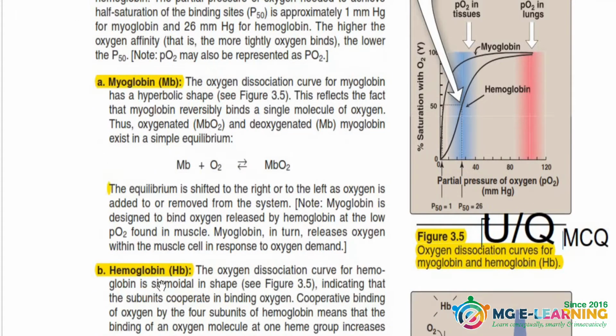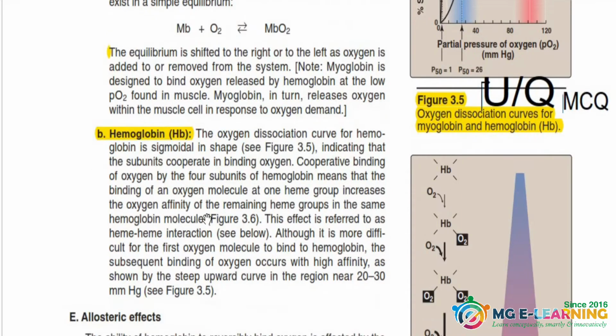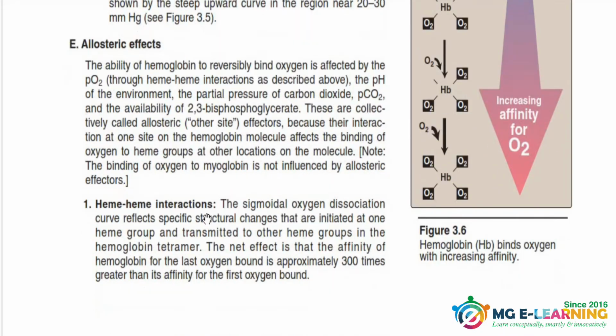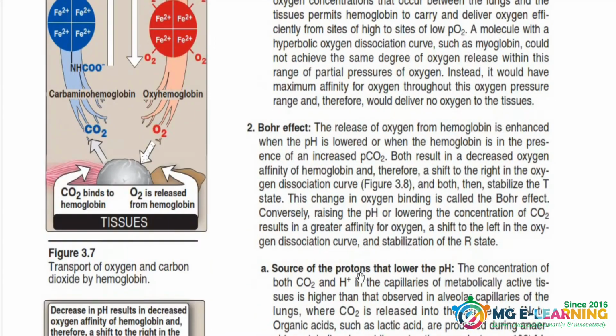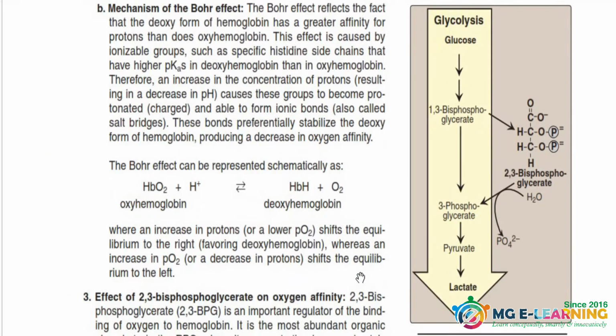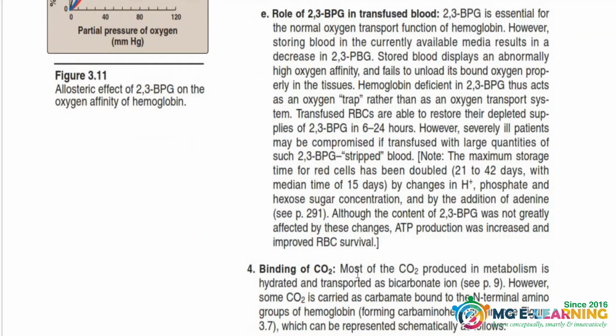Then the characteristics of myoglobin and hemoglobin that are written here, you have to learn this. Moving forward, allosteric effectors are not to be done, and not much of this has to be done. After that, the significance of the sigmoidal oxygen dissociation curve, you just have to give it a read, and there is nothing else to learn from this page. Don't do this page either. There's nothing to do from here as well.